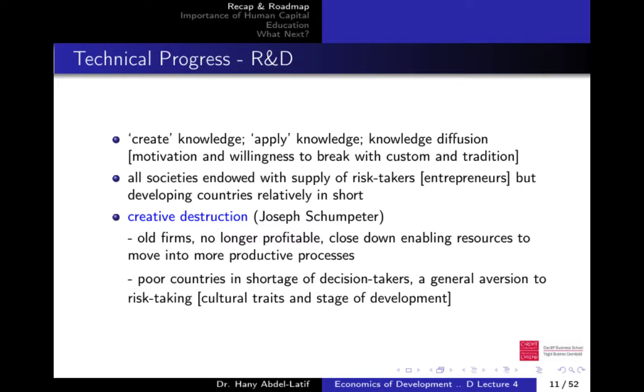That's what Schumpeter called creative destruction, where old firms that are no longer profitable close down, and they enable resources to move to more productive processes. The problem here is that poor countries lack this risk-taking spirit. They are more risk averse. So this is probably everything we discussed last lecture, the main points of the previous lecture.